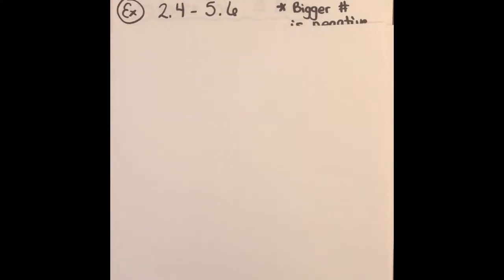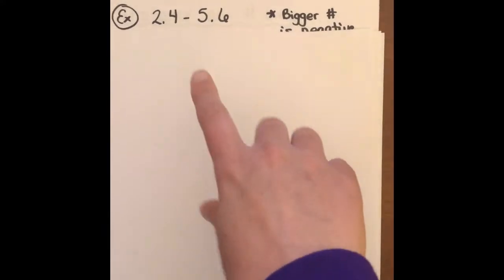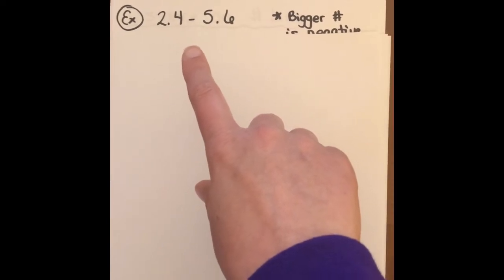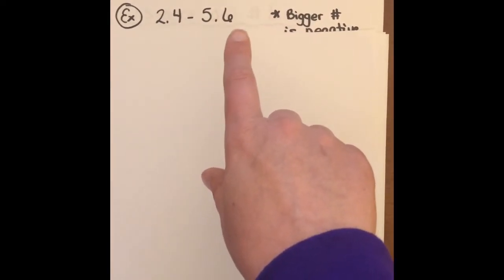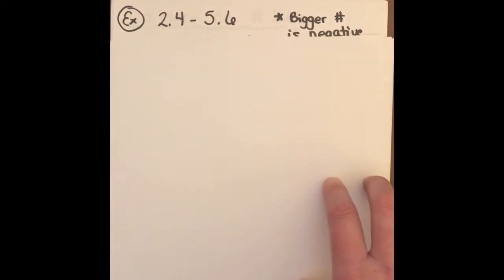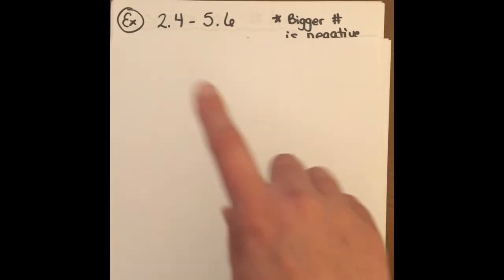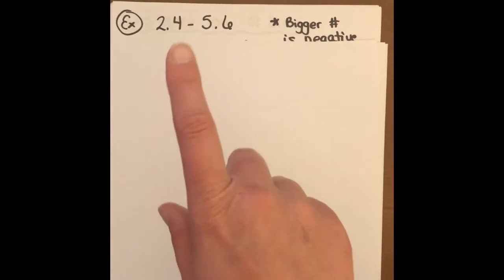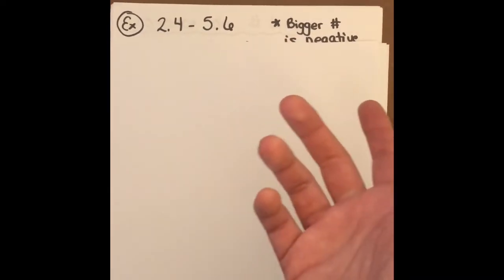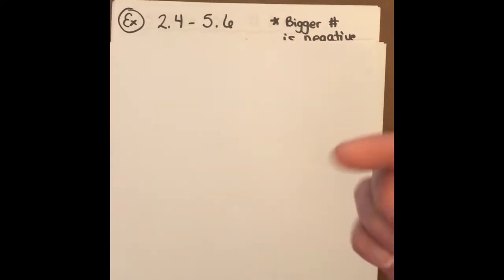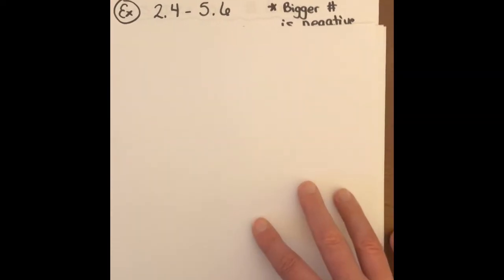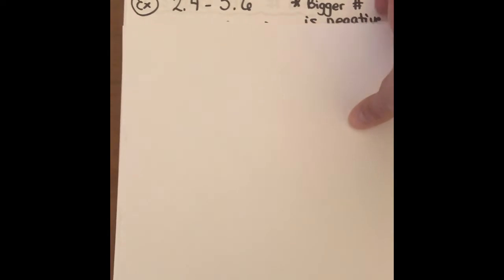Okay, let's look at this example. 2.4, or 2 4/10, minus 5 6/10, or 5.6. It's really important that you figure out which is the bigger number. So you have 2.4 and you're taking away 5.6. So in your head right now you should be thinking my answer is going to be negative because I'm taking away more than I actually have in the positive.